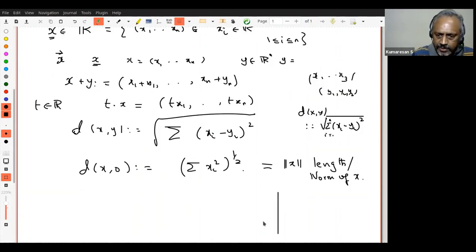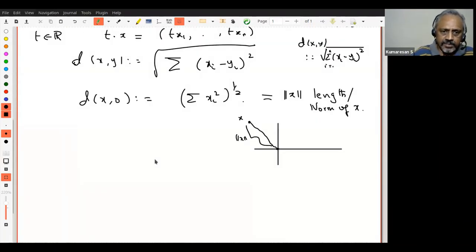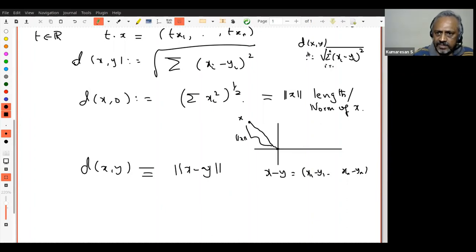So the way we usually do it, suppose this is my x, then look at this distance. This distance is your norm of x. That's what you call the length of the vector. In terms of the length of the vector, notice that d of x, y is nothing other than the norm of the vector x minus y. What is x minus y? It is x1 minus y1, up to xn minus yn. Therefore, the norm of this is going to be this, which is nothing other than the distance.